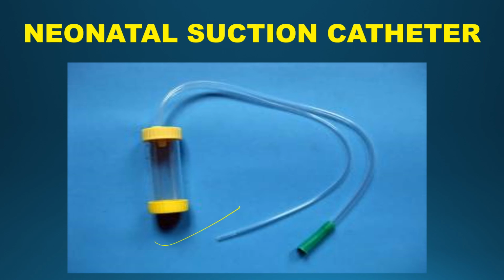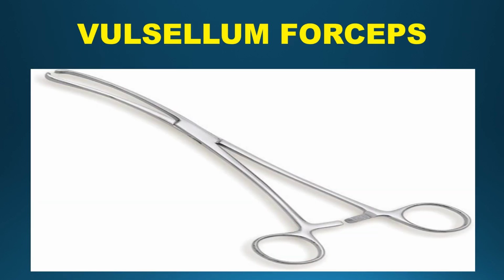Next is neonatal suction catheter. This catheter is used to take a suction sample, sputum sample, when the neonate is on a ventilator. Next is vulsellum. It has a tooth-like structure at the tip, and it is used to hold the anterior lip of the cervix.